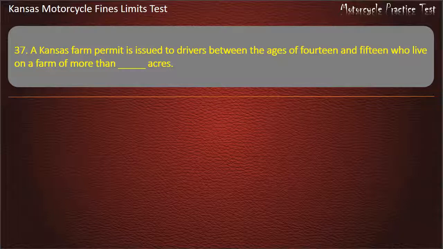Question 37. A Kansas farm permit is issued to drivers between the ages of 14 and 15 who live on a farm of more than acres. 20, 200, 100, 30. Answer. 20.